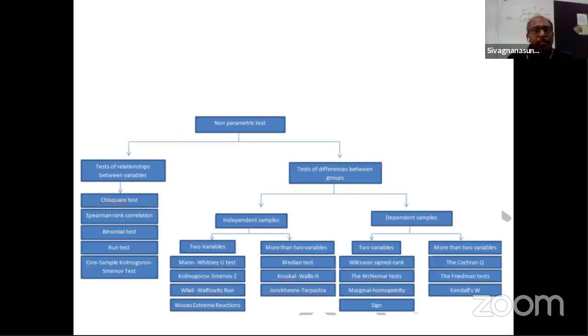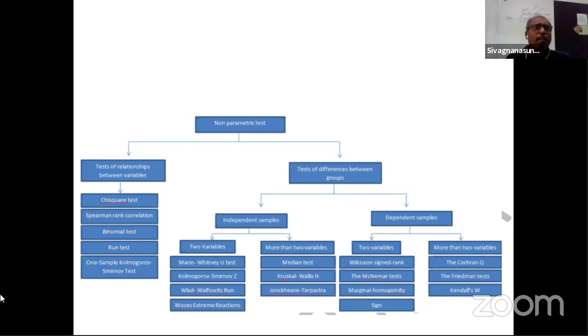And then the run test is used to find out whether the data is random, whether the sample is coming from a random sample. The one-sample test is used to find out whether the data is normally distributed. And for correlation, we have the correlation coefficient, and when you have rank data, we have the Spearman rank correlation.